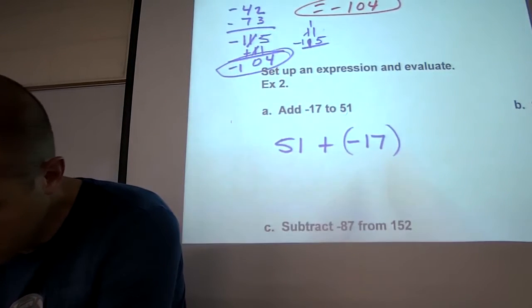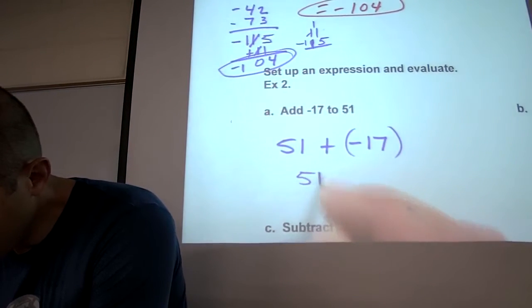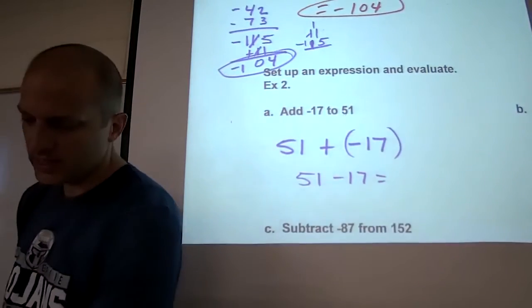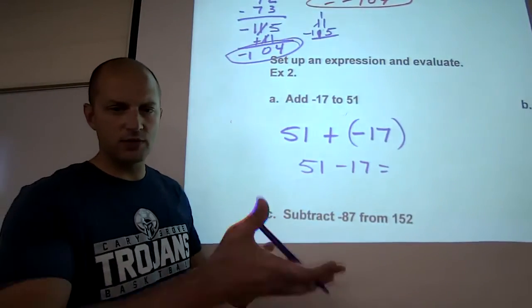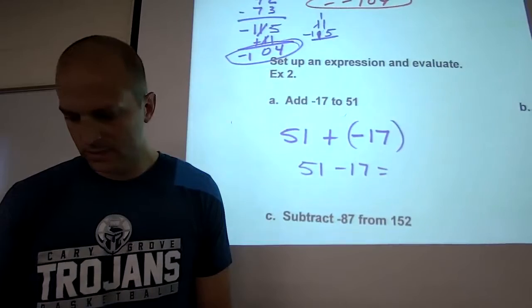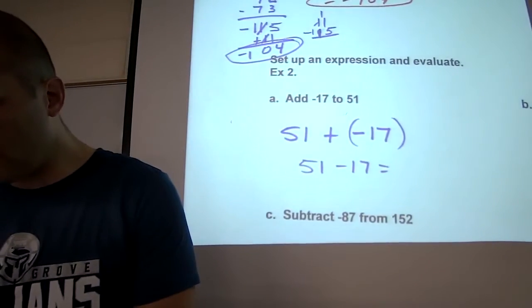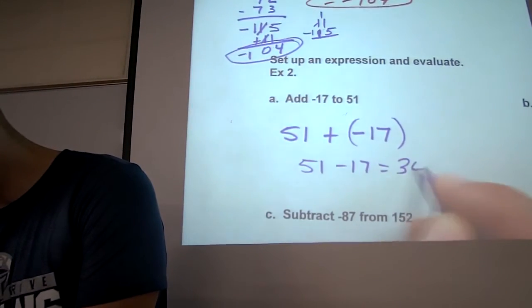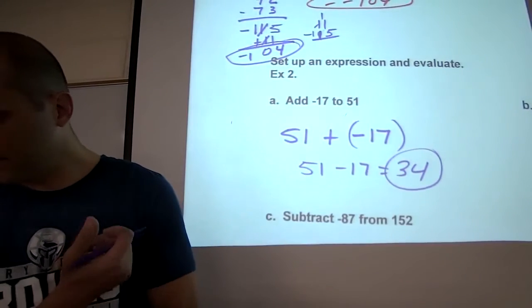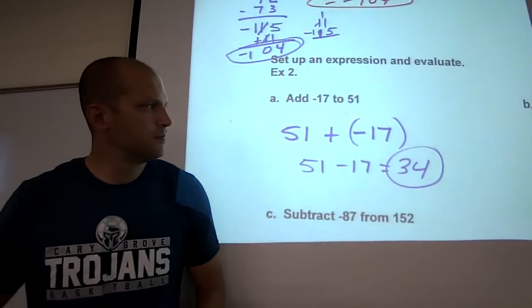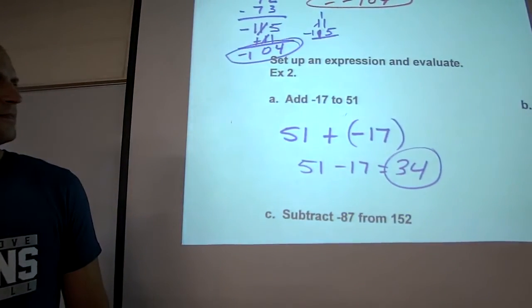51 minus 17 is the exact same thing. If I'm adding a negative, it's really subtraction. So 51 minus 17, we all end up with 34. Okay.